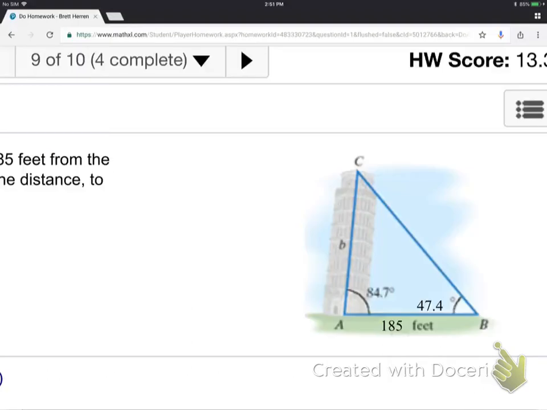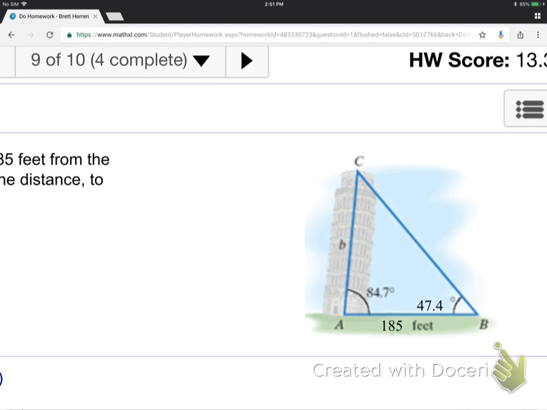Let's go to the next number. So, can you find the Leaning Tower of Pisa here? Can you find how tall that tower is? See if you can find that using the law of sines. It's not a right triangle, is it? No, because it's leaning. If it was straight up, we could use the right triangle SOHCAHTOA stuff. But since it's leaning, we don't have a right triangle, we got to use law of sines, don't we?